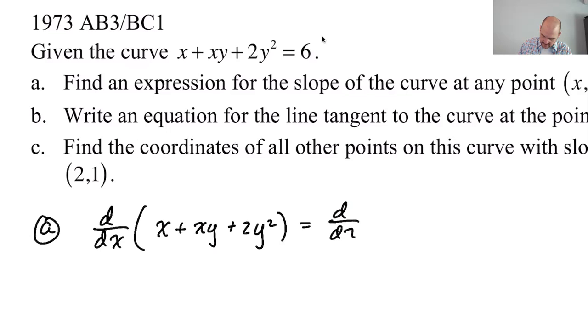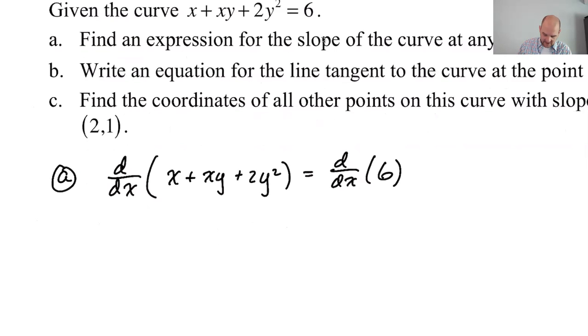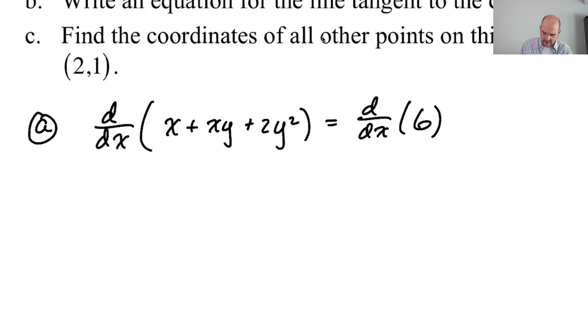So sometimes I skip this step, but I don't think that's really a good idea. I just kind of do it. Potential pitfalls here: this is going to be a product rule, and then here, this is going to require the chain rule. Other than that, I think this will go well.